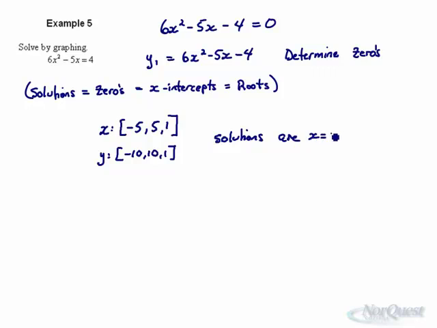x equals -1/2 and +4/3, which you would have got the same answer had you factored. You would have got the same answer if you used the quadratic formula. But now you've got another method, solving by graphing. You can use one method to check another.